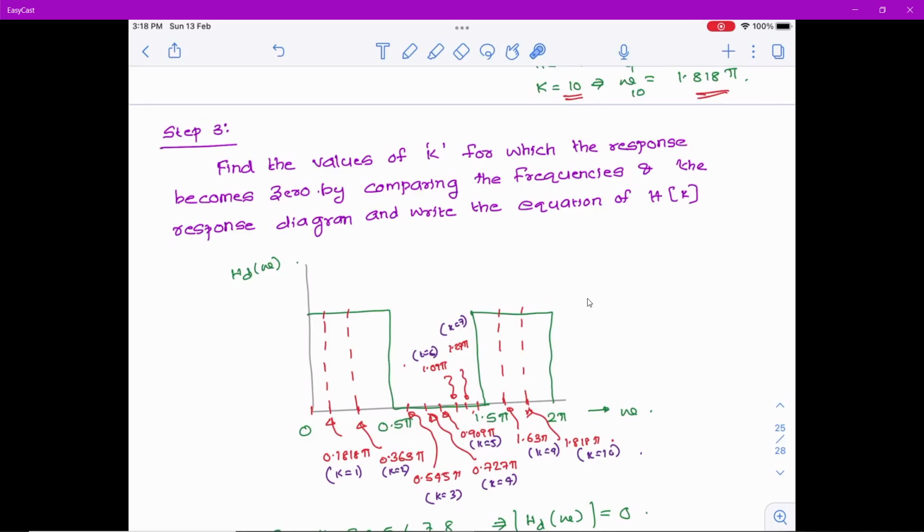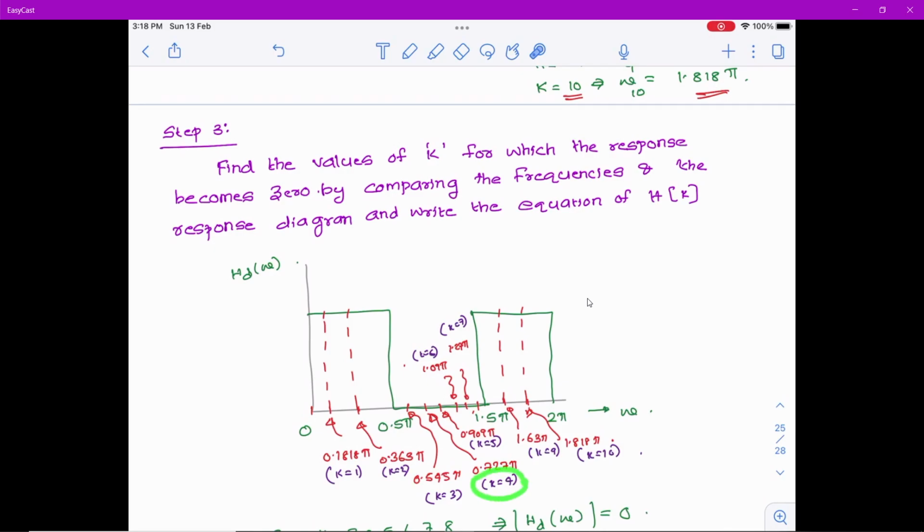We consider only a few frequencies here. For example, at k equal to 0, omega equal to 0. At k equal to 1, omega is equal to 0.1818 pi, that is this frequency, which has a value 1. At k equal to 2, it is 0.363 pi, which is this frequency whose value is 1. At k equal to 3, it is 0.5454 pi, whose frequency is this and the value is 0.